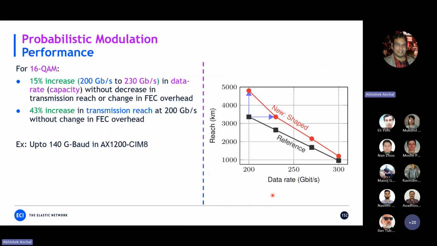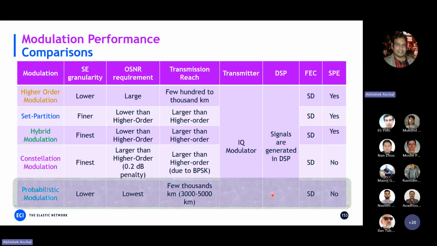Okay, so this is probabilistic modulation, and this is a summary of all the modulation formats, the OSNR requirements, transmission reach, and all the methods, and all the usual things I mentioned, as a summarization. So that's all about the recent modulation techniques, but if you have any questions, you can ask. A few more slides to go.